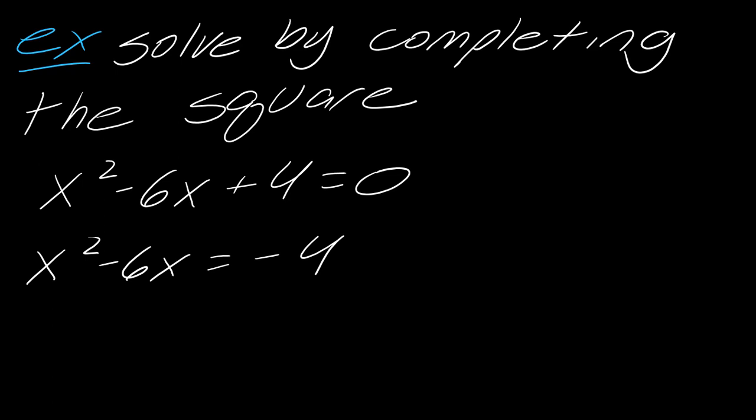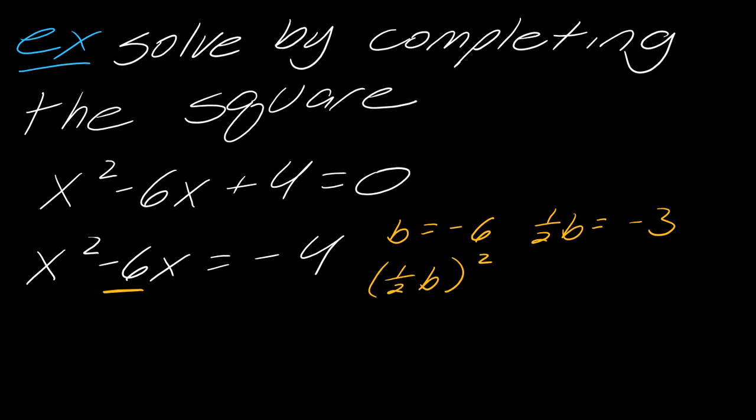Okay, so now what we're going to do is take whatever is attached to the x, that becomes my b. So my b is equal to -6, and this kicks off a whole process. Once you identify b, then you want to identify what is half b. Half of b would be -3. And then whatever the answer to that is, you want to square it. So if I square -3, I get 9.